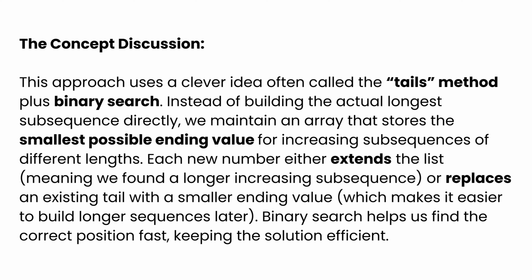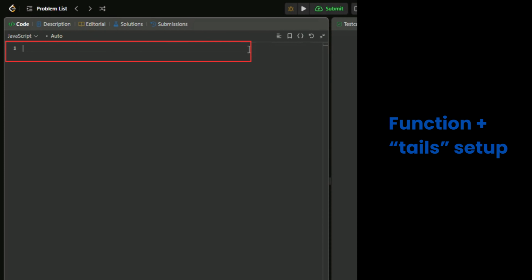Binary search helps us find the correct position fast. And that is what keeps the solution efficient. First, we set up our function and create subseq. Think of subseq as a tracking list. At each index, it stores the smallest possible ending number for an increasing subsequence of that length. Smaller endings are better because they give us more room to grow later.